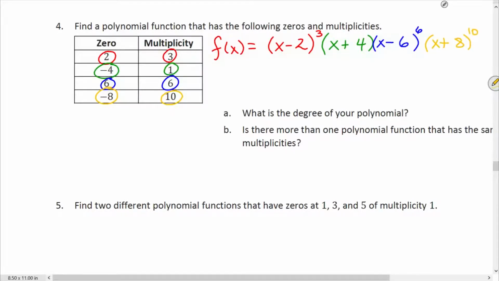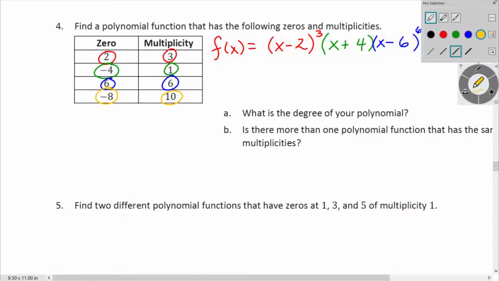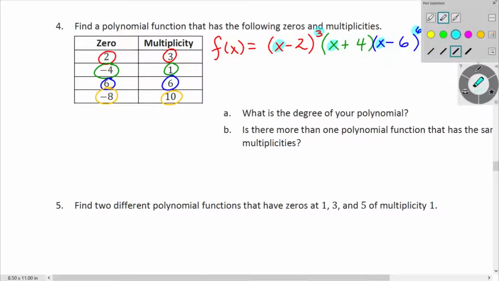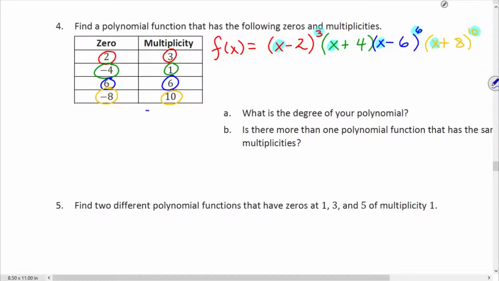So it's not that challenging to go from zeros and multiplicities to a function, but that connection I think is pretty important. Now I can find the degree by finding the biggest exponent I would have if I multiplied this out. I would do x cubed times x to the 6th times x to the 10th. Or in other words, I can just add together all the exponents. 3 plus 1 plus 6 plus 10 is 20. So this is a 20-degree polynomial.